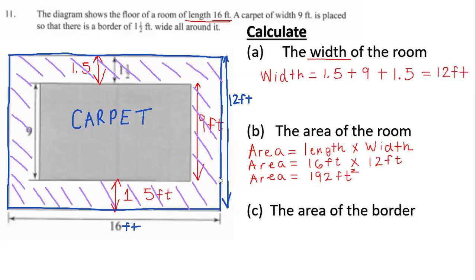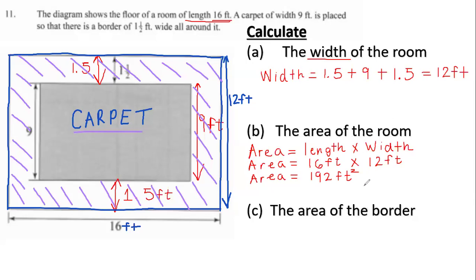You subtract? Yeah, you subtract. Subtract what though? You want the area of the border. How are you going to get the area of the border? Subtract the area of the carpet from the area of the room. Say it again. Subtract the area of the carpet from the area of the room. Very good. She said, subtract the area of the carpet from the area of the room.